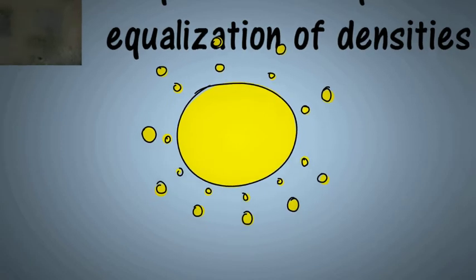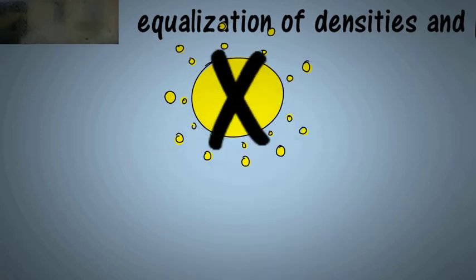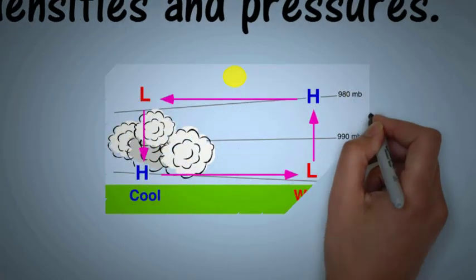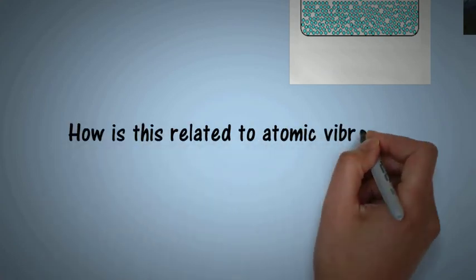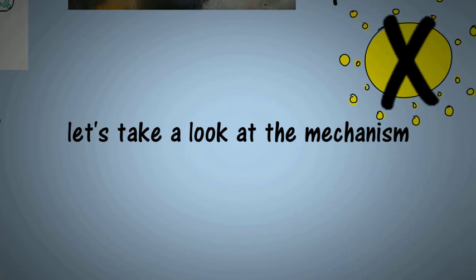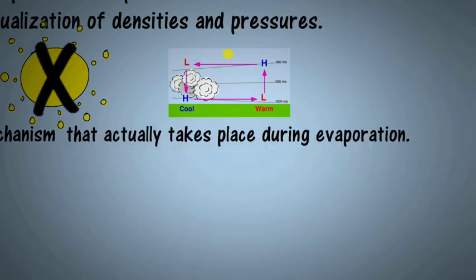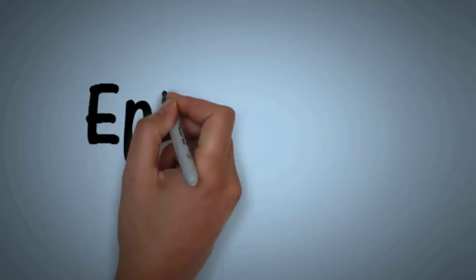It proves that heat is not the prime mover of evaporation, but the process of equalization of uneven densities and pressures. How is that related to atomic vibration? Before that, let's take a look at what actually takes place during evaporation, and that would be in episode 4.